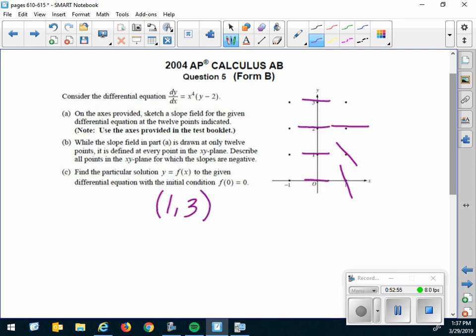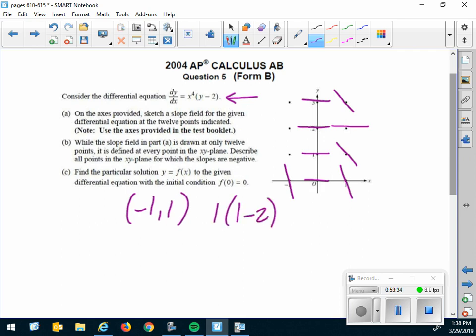If you're watching the video, I'm just sitting here muttering to myself. I'm writing down the coordinates of a point, and then I'm putting them into this to see what the slope is at that point. So that would be 1 to the 4th power times 3 minus 2. That's 1 times 1, which is 1. -1, 0. That's 1 times 0 minus 2. That's -2. -1, 1. That'd be 1 times 1 minus 2. That'd be -1.